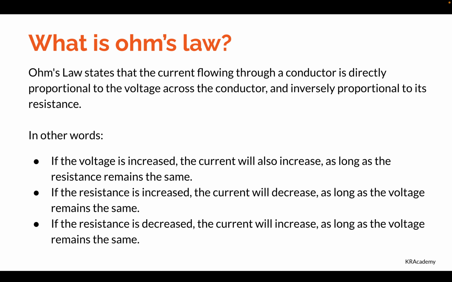Mathematically, Ohm's law can be expressed as follows. I = V/R, where V is the voltage across the conductor, I is the current passing through it, and R is the resistance of the conductor.